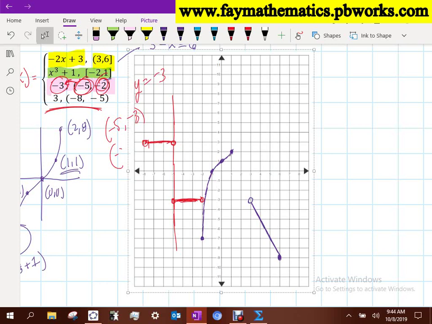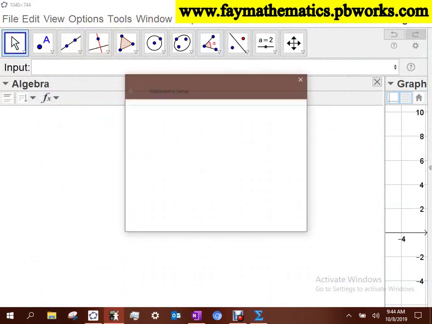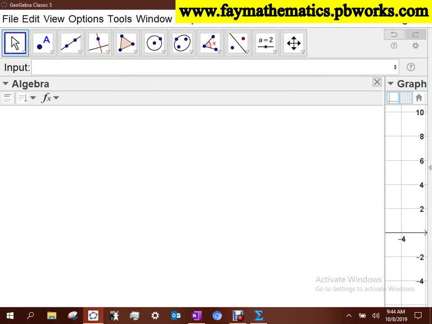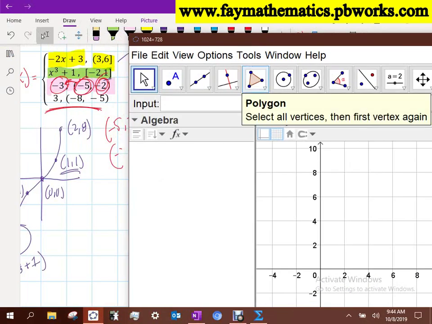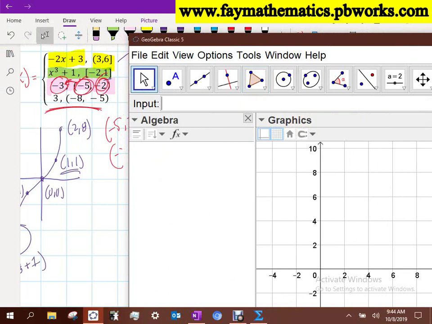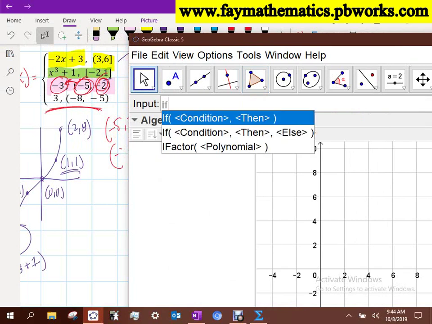I want to give you a way of doing this in GeoGebra. Now it can get a little messy with GeoGebra, but what we have to do is type in the word if, okay? And then we see that we're actually going to use that middle one. It says if, and then you give a condition, and the condition is actually the domain. So this first one is going to be 3 to 6. And then I hit comma, and the then will actually be the rule that I want to use.